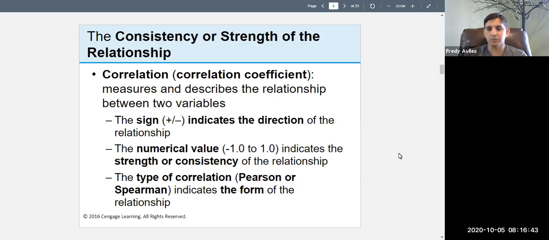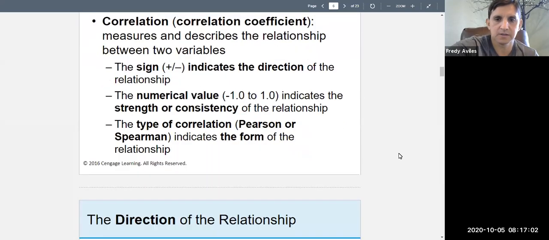The closer it is to +1, the stronger it is. The closer it is to 0, which is between -1 and +1, the weaker the relationship, the less consistent it is. And the type of correlation, whether it's Pearson or Spearman, indicates the form of the relationship. We'll talk about that briefly. That you probably haven't heard about, but you've heard of most of this stuff.